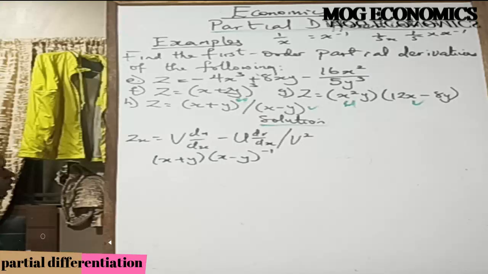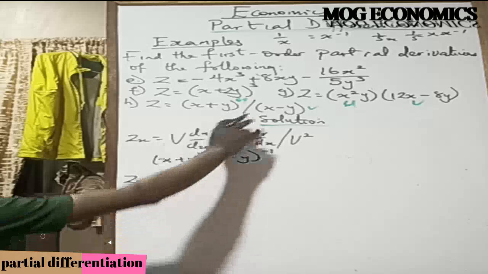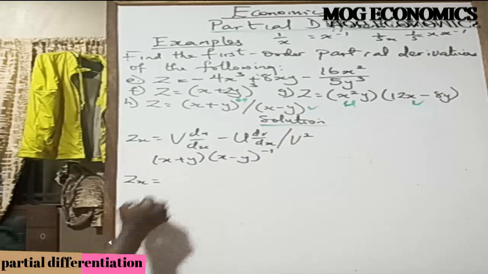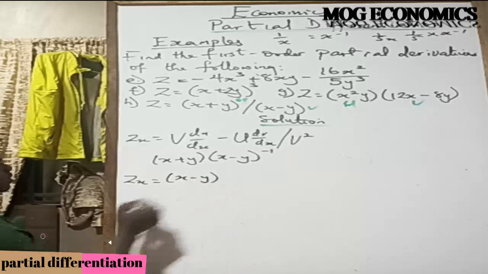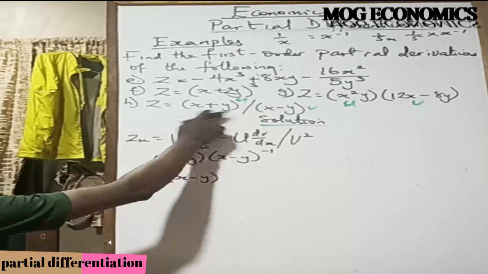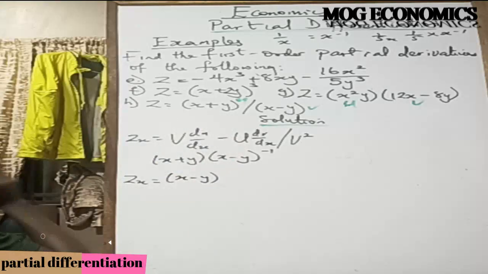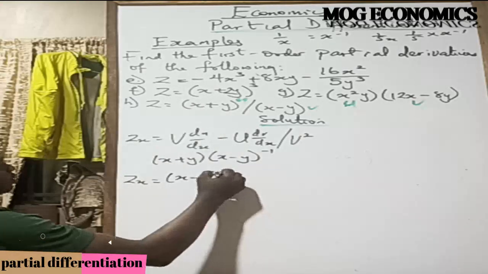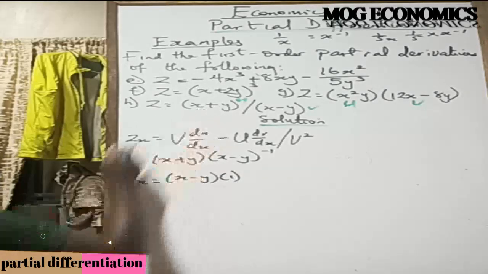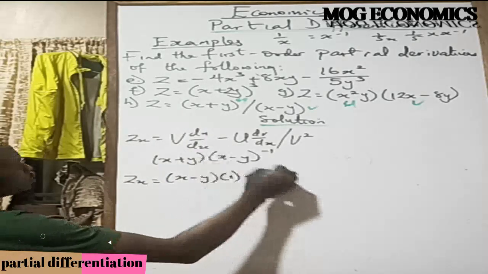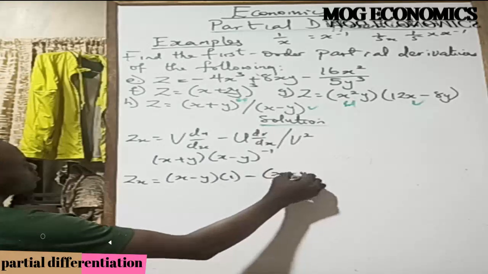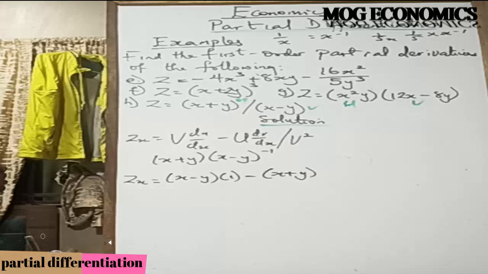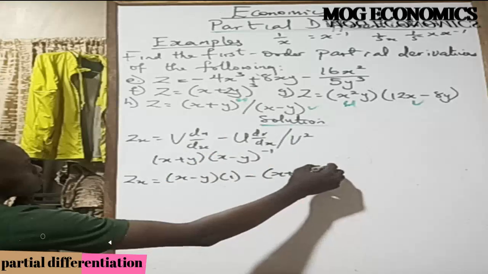But some of you are not that great with math, so let's just follow this person's method. So zx is equal to, this is v. v is x minus y, so you have x minus y. Then du/dx. This is u, so du/dx here is just 1. Differentiating u with respect to x, that's just 1. Then minus u, which is x plus y. Then dv/dx. dv/dx here too is 1, right? With respect to x, that's just 1.